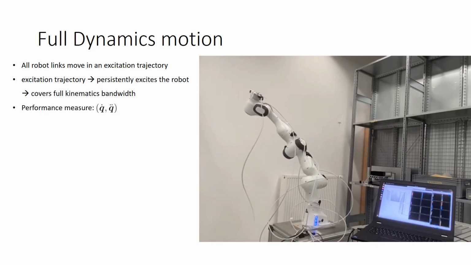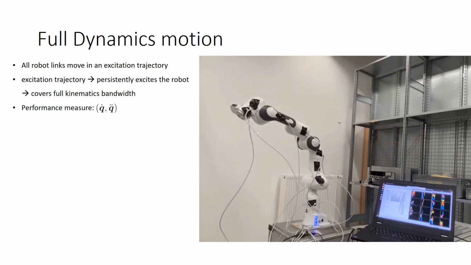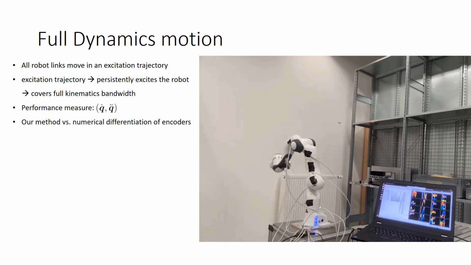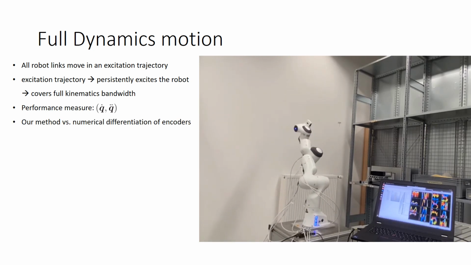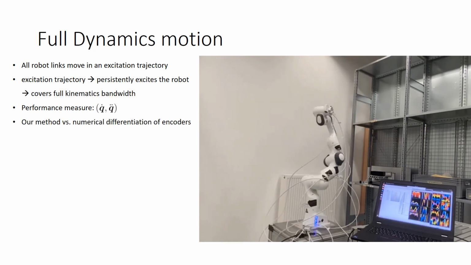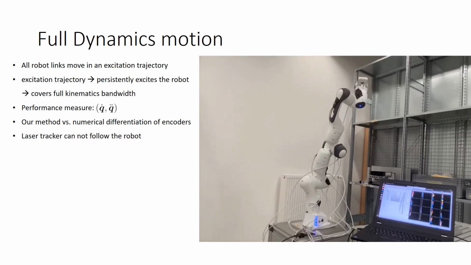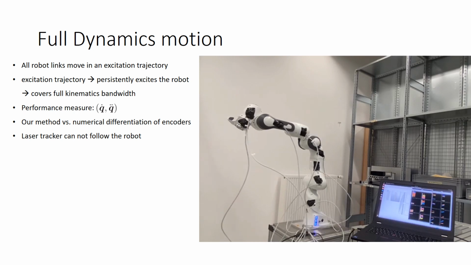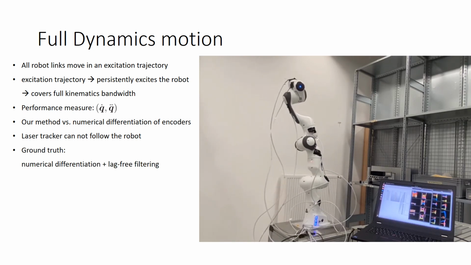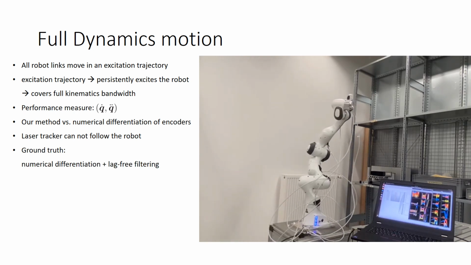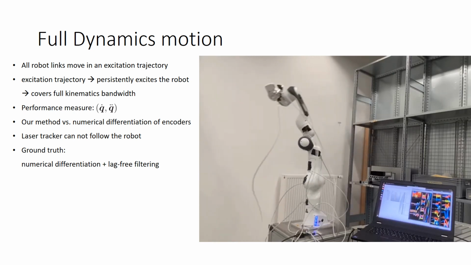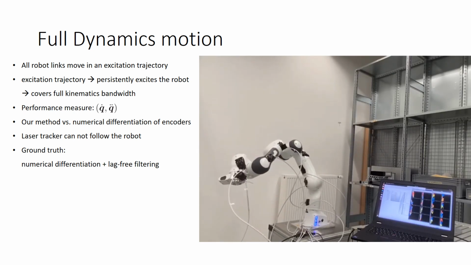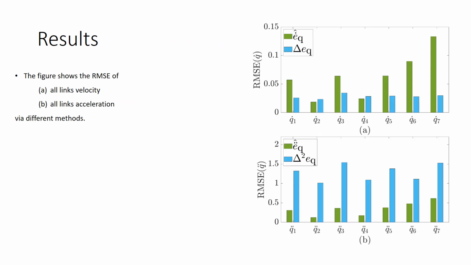We mainly report the link velocity and acceleration estimations in this scenario. We compare our proposed estimator against the numerical differentiation of the motor encoders. Since the laser tracker cannot follow rapid motions, we cannot use it as the ground truth in this scenario. Therefore, we filter the numerical differentiation of the encoder with lag-free filtering techniques and use it as the ground truth signal. As mentioned earlier, our method is recursive from the first link to the last link.